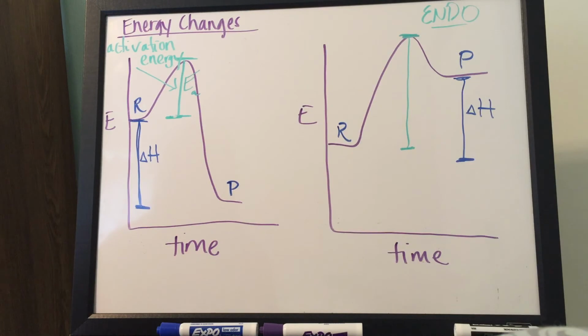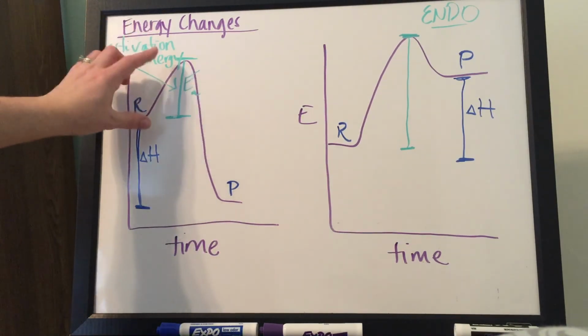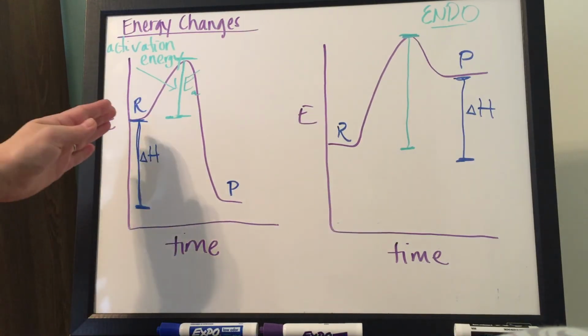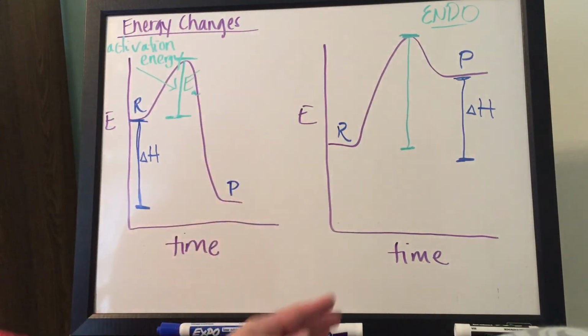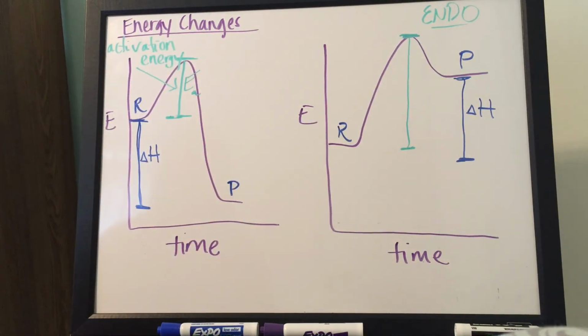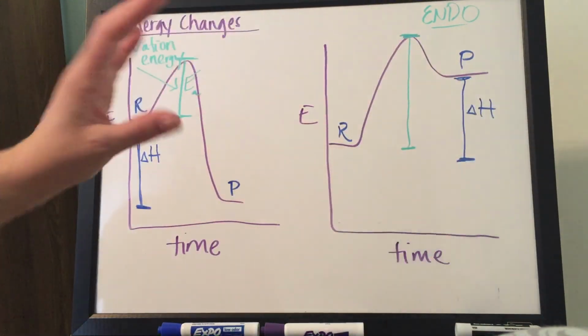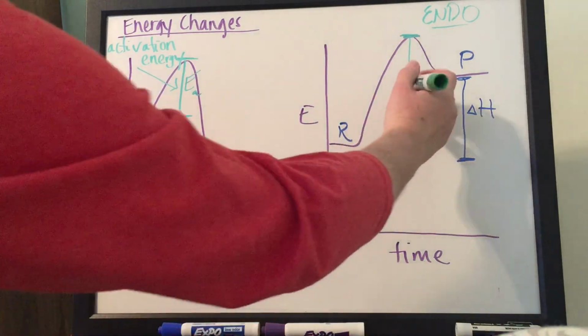So the activation energy is the energy that the reactants need to collide with in order for the reaction to happen and the products to form. So this value right here, the reactants must collide with that amount of energy for the reaction to happen. In this case, they must collide with this amount of energy, which is much more than this reaction over here.